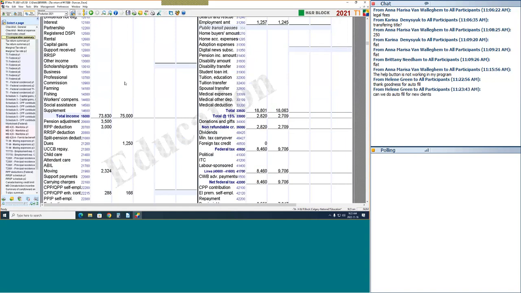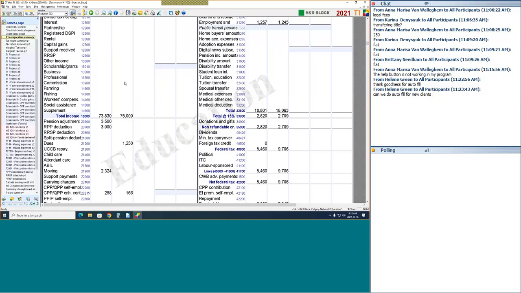Helene, can we do autofill for new clients? We can. So we get authorization to represent them first. It's the first thing we do when they come into the office. As soon as we have authorization to represent them, we have access to autofill my return and represent a client. So we can do autofill for every return we do.